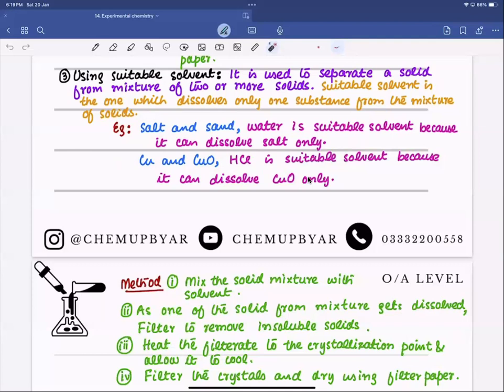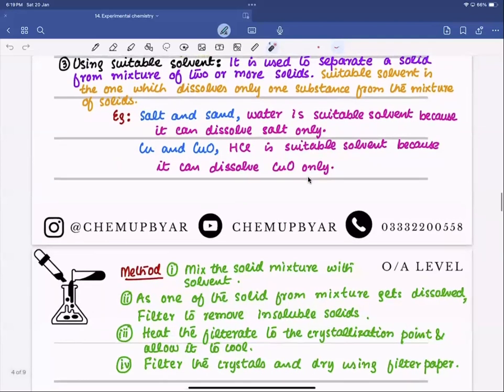Is this clear? This is how we do the separation by using the suitable solvent method. These are the four steps. Note these down quickly, then we will proceed further. Yes, Khatija, is this clear to you as well? Yes, sir. Okay, great.